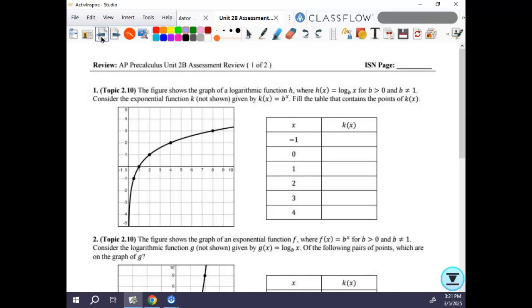And I know it says ISN page, but you don't have to put this in your ISN. Okay, so number 1, the figure shows the graph of a logarithmic function h. Okay, so the graph is h. This is h of x. H of x. Says consider the exponential function k, not shown, given by k of x.